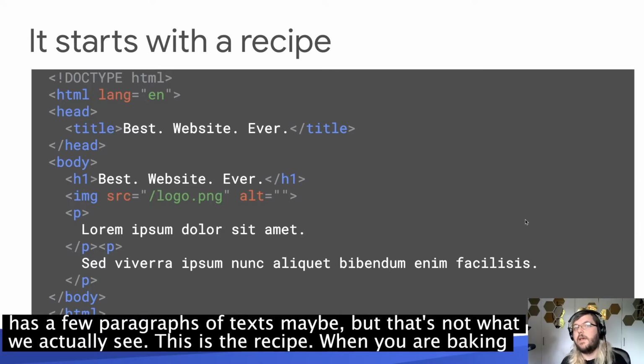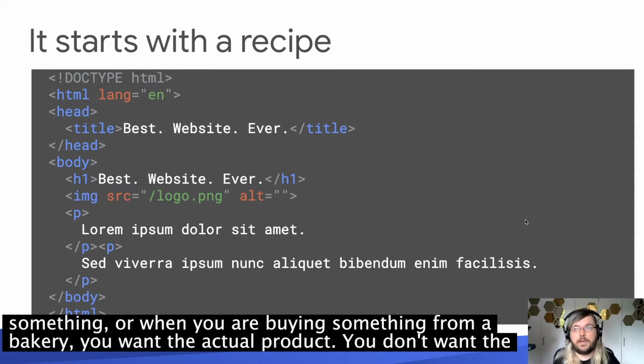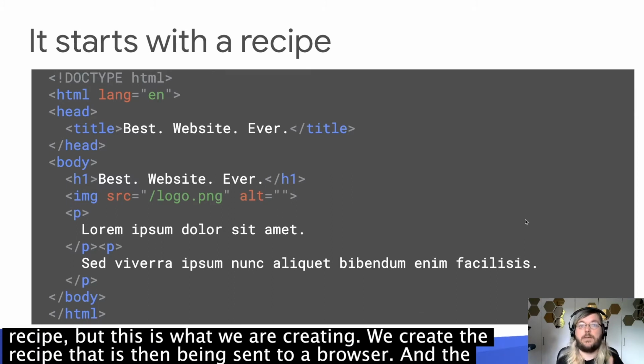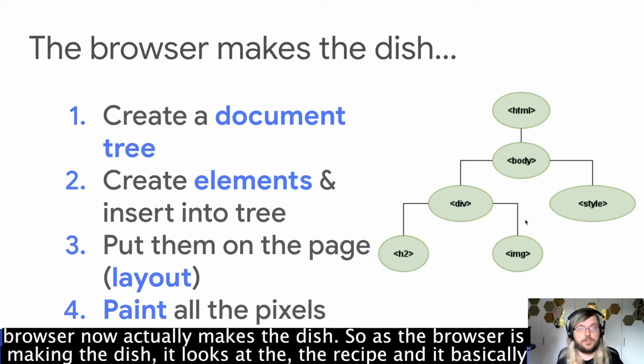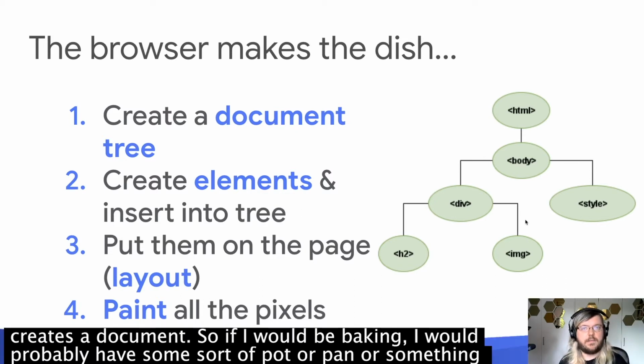This is the recipe. When you are baking something or when you are buying something from a bakery, you want the actual product. You don't want the recipe. But this is what we are creating. We create the recipe that is then being sent to a browser, and the browser now actually makes the dish. So as the browser is making the dish, it looks at the recipe and it basically creates a document.